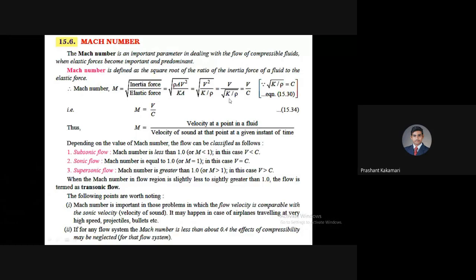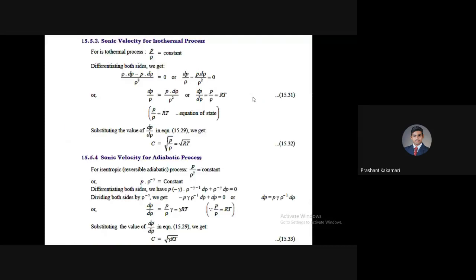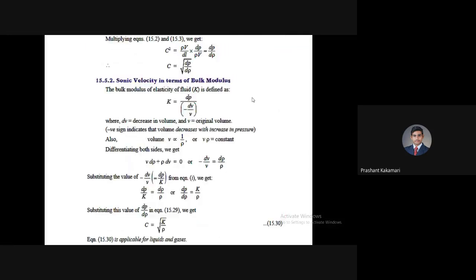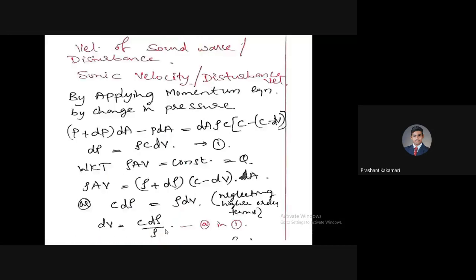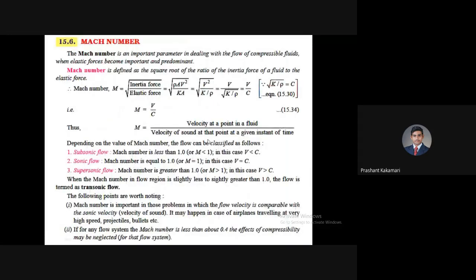So finally, Mach number is also the ratio of the velocity of the body which is flowing or moving, V, to C, the speed of sound. Because we also saw in the last class, square root of K by rho, the bulk modulus of the given fluid to the density of the fluid, under square root, defines the speed of sound in that fluid. If you recall the earlier equations derived with the bulk modulus, C equals square root of K by rho. So I am replacing this with C here. So that becomes V by C.